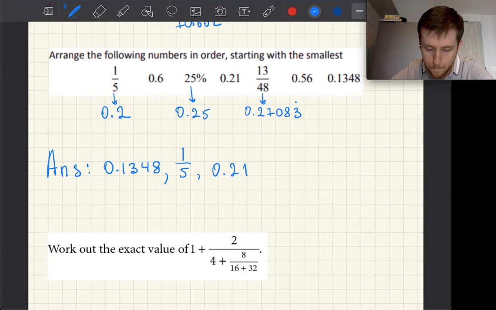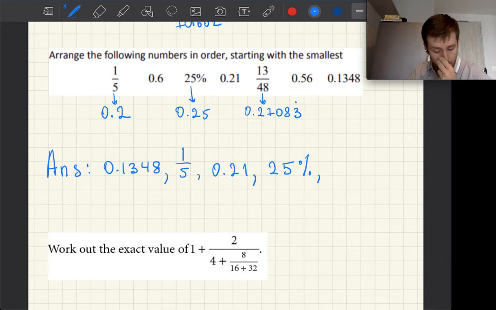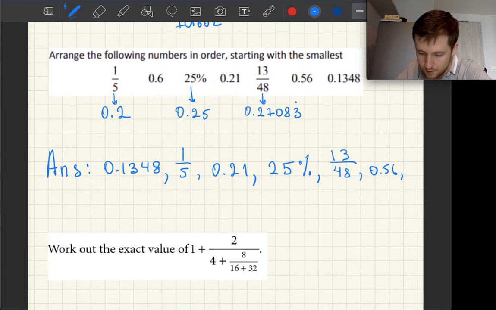Then we have 0.21. Then we have 25% or 0.25. Then we have 13 over 48. Then finally we have 0.56, and 0.6 will be the biggest, the largest number.